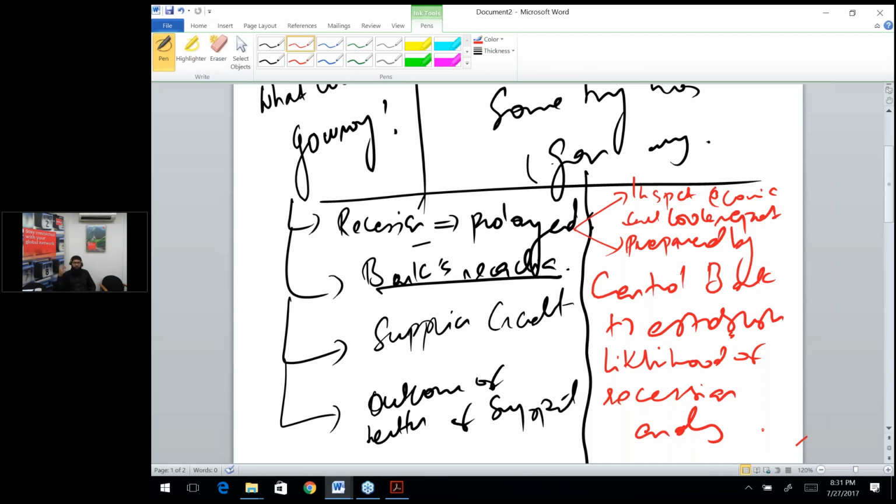What could prevent the entity from being a going concern is, number one, will the recession period continue for long? If it is going to continue for long, then the entity might not be a going concern. Number two, the bank's reaction. What is going to be the bank's reaction? So you might need to inspect the entity's correspondence with the bank.